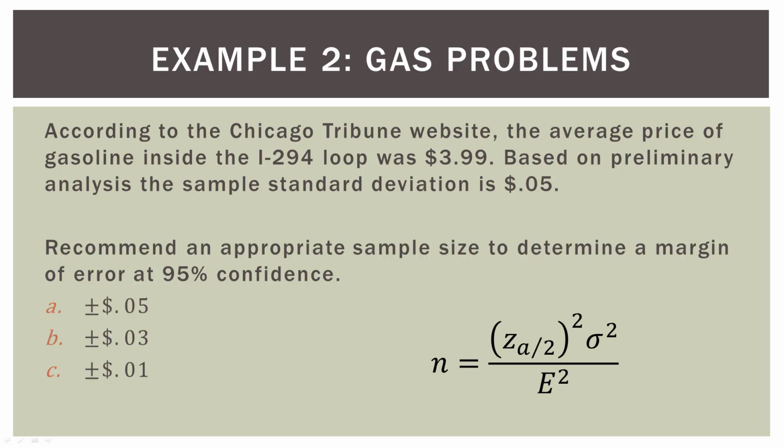Again, here's our formula we've been using. Let's take a look at what we know based on the problem here. The z alpha over 2 we already know. It's going to be 1.96. The sigma we are given in our problem, so 0.05. That'll be our sigma down there on the right. And then E will change based on whatever interval we're trying to figure out, whatever margin of error we're looking at. So E will change in accordance with A, B, and C over here on the left.